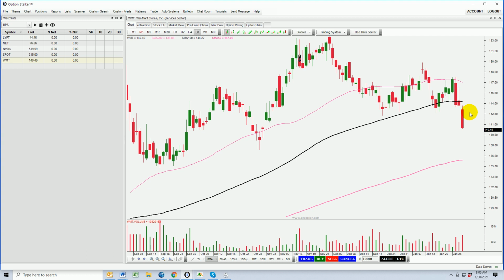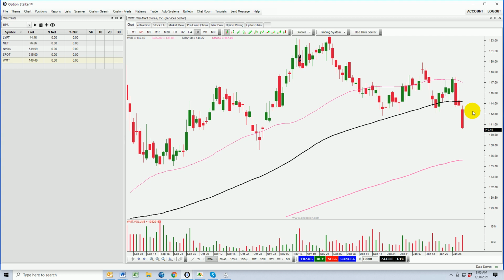But in any event, I did not like anything that I saw about Walmart. And you can see on Thursday how the stock closed on its low of the day. Well, the market actually closed higher on Thursday than it opened. So it was particularly soft relative to the market. Well, now what do I do? I'm short the 143 puts. I'm long the 142 puts.